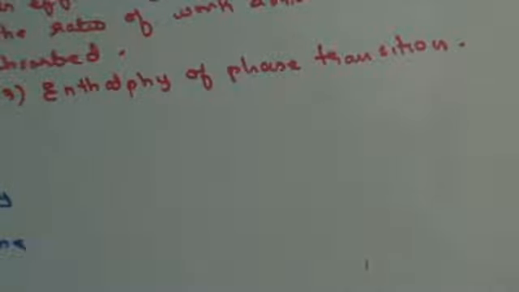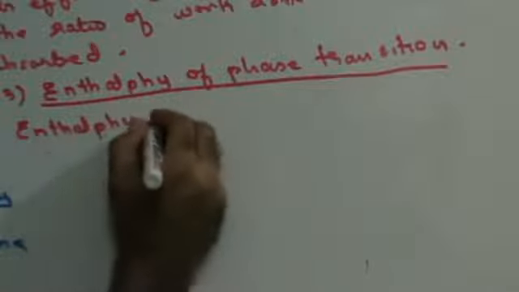That means if I am converting ice to water at constant pressure, then the amount of heat energy that would be absorbed or evolved would be called as enthalpy of phase transition. So in short, it is the amount of heat energy that would be absorbed or evolved at constant pressure when a substance gets converted from one state to another state. Instead of using the word state, I will be using the word phase. Okay. So what is enthalpy of phase transition?